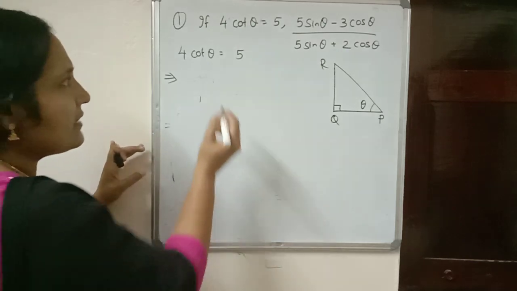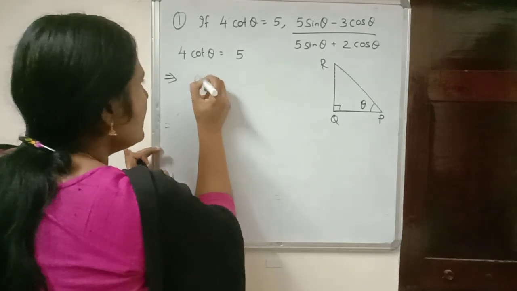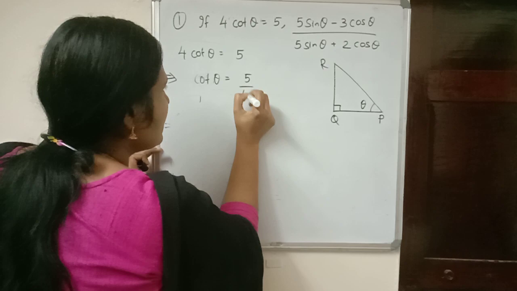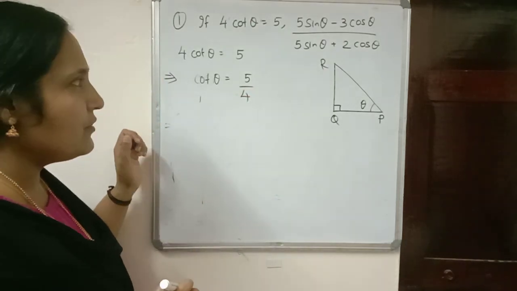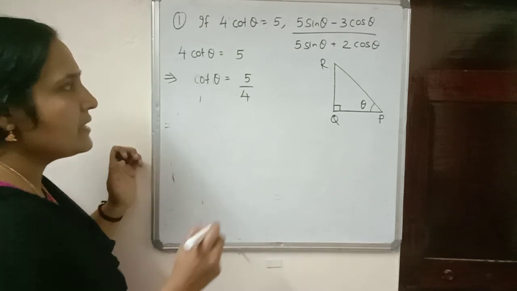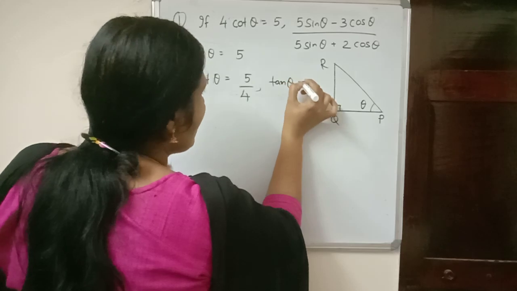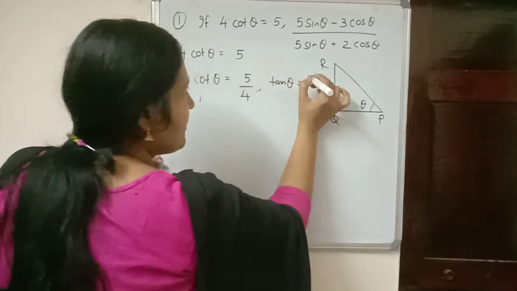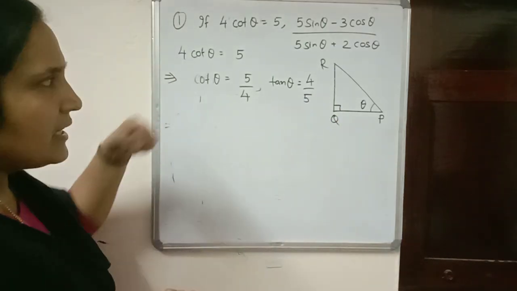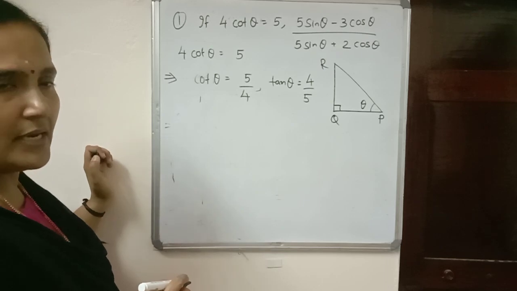So here 4 cot theta is equal to 5 is given. From here what can we rewrite? Yes, we can write cot theta is equal to 5 by 4. And do you remember the reciprocal of cot theta? Yes, it is tan theta. So if cot theta is equal to 5 by 4, then its reciprocal tan theta will be equal to 4 by 5. Reciprocal means just change the position of numerator and denominator.